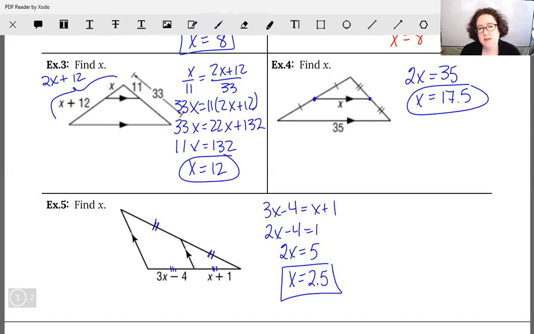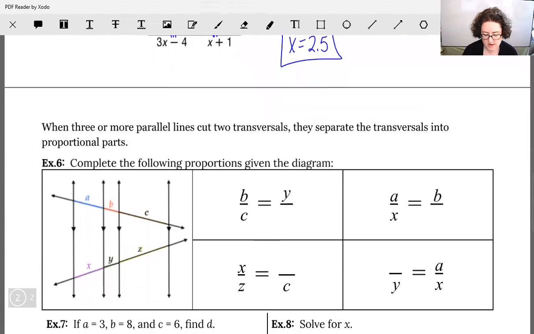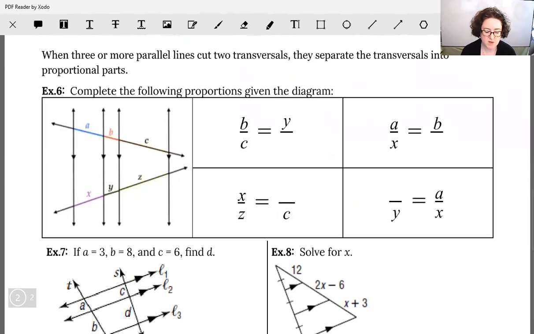All right, so let's look a little bit more at that whole proportional part. Everything we've looked at so far is part of a triangle, but what if it's not? We can extend this a little bit. Looking at example 6, if you extended your two transversals, these diagonal lines here, if we continued those on, we'd actually make a triangle. So this really is just an extension of that same idea.